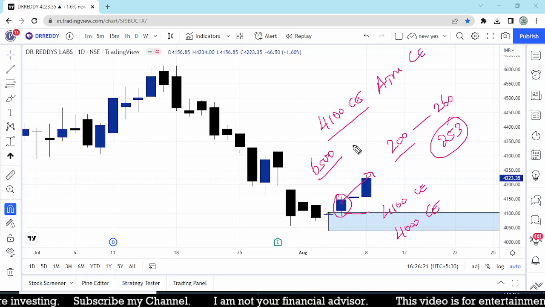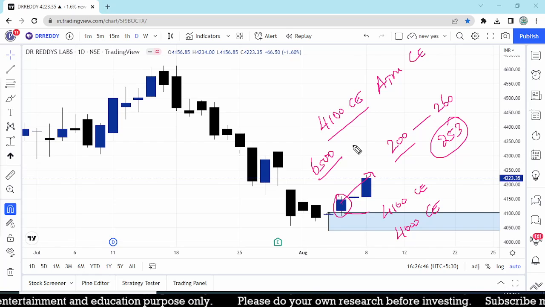But I'm not suggesting you go for multiple lots, right? So don't go for multiple lots. Risk is always there. If you are buying ATM options, it's a riskier trade. So only if the risk is suitable to you, you can try to place orders.